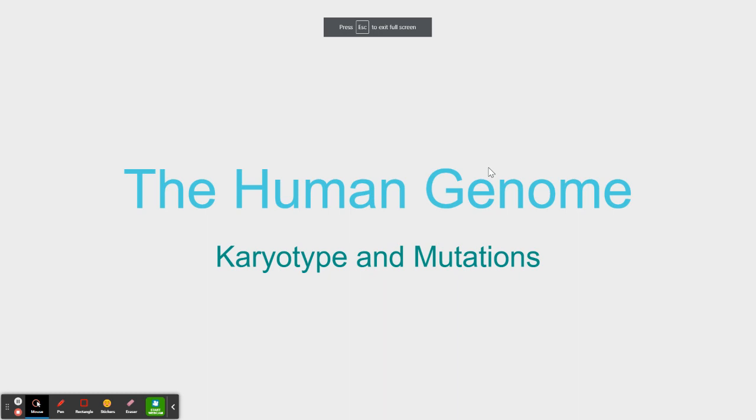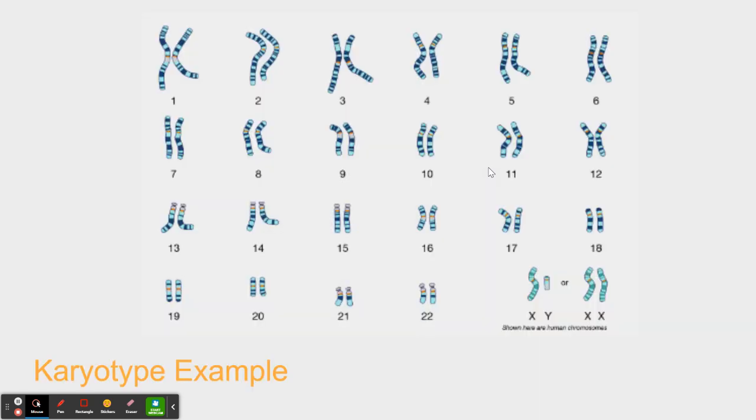How's it going, guys? Today we're going to be talking about the human genome, which is going to conclude with two different topics. One is going to be karyotyping, and the other is going to be mutation. Both of these topics are going to be pretty short, but they're important to know. And so we're going to go ahead and get started.